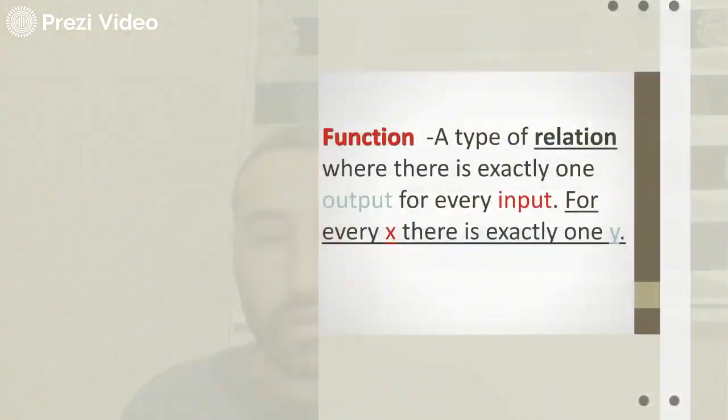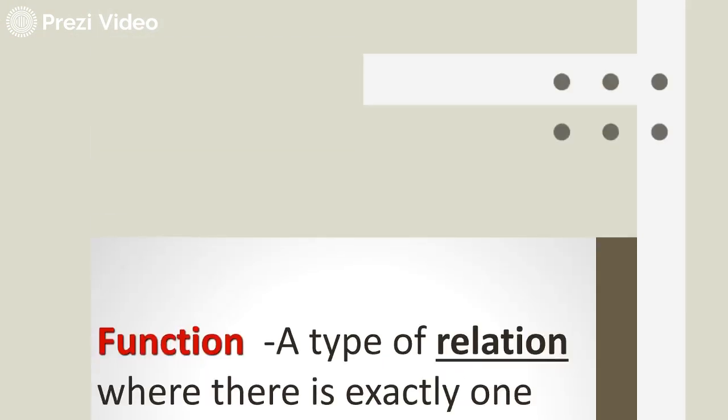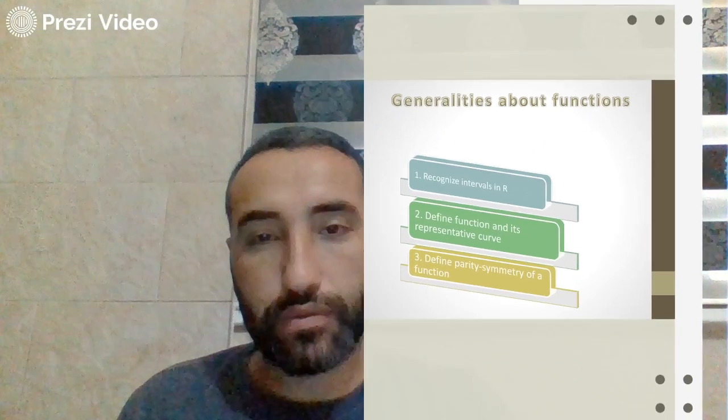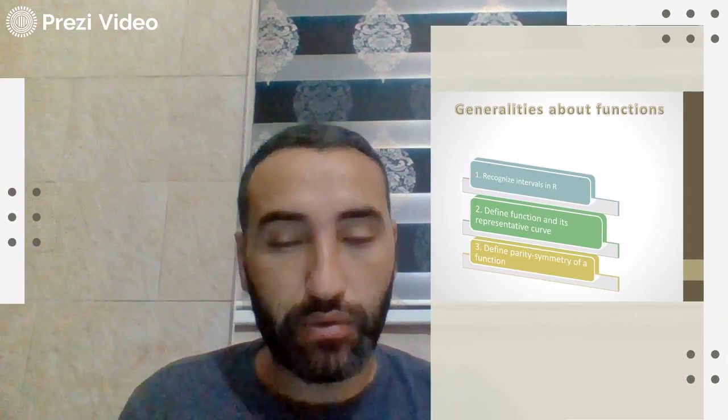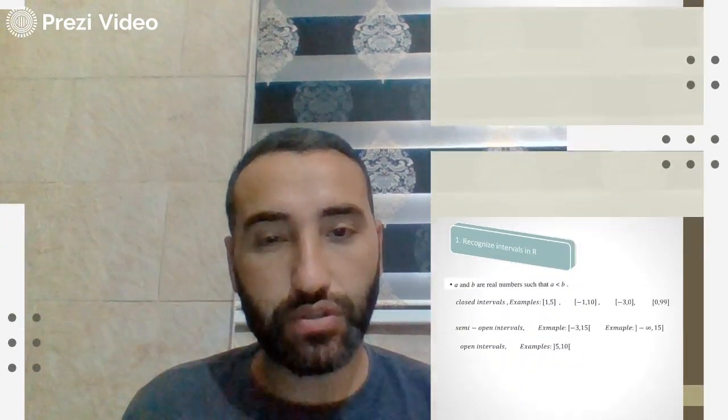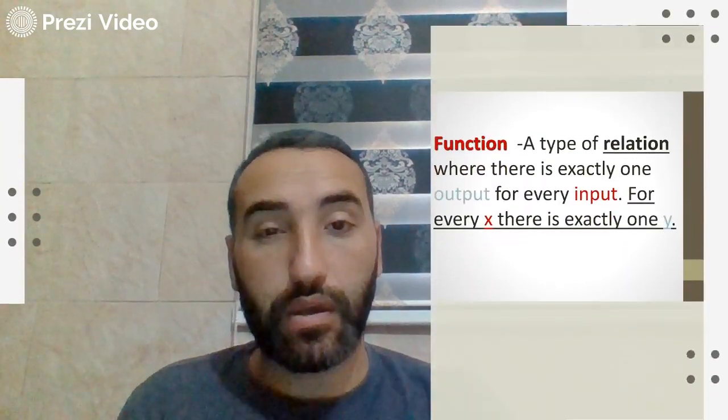In this video we are going to solve worksheet 5 about the previous lesson, which was functions. Let's remember some ideas about functions that we took last time. It was about how to find limits, how to find the parity and symmetry of the function like this.